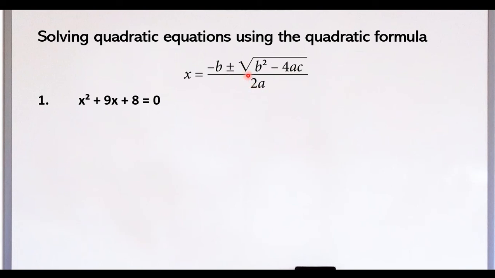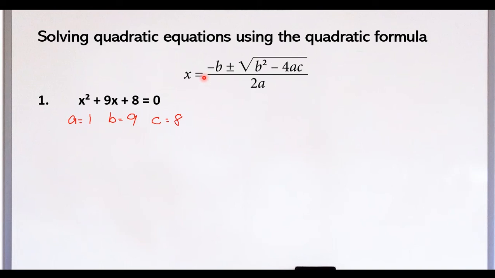So let's use this formula to answer our given quadratic equation. We have x squared plus 9x plus 8 equals 0. First, we need to identify the value of a. A is equal to 1 since the quadratic term is x squared and the numerical coefficient is 1. Next, b is equal to 9 since the linear term is 9x, and the constant term is 8. So c is 8.